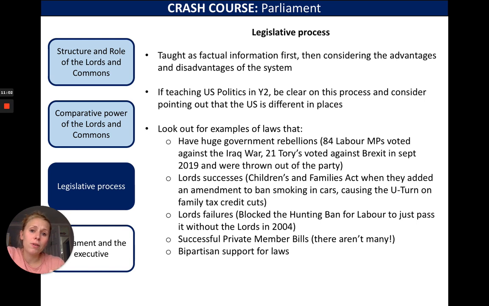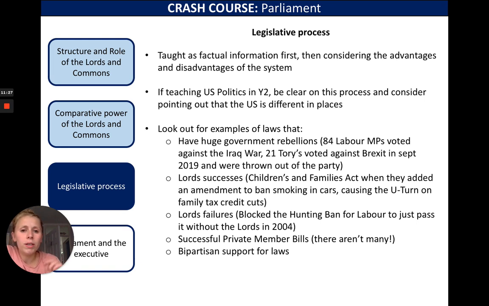And always looking out for examples of specific types of laws. So I've got down here, huge government rebellions are really good to keep an eye out for. In the Iraq War, 84 Labour MPs voted against it. That was really interesting because even though they might have been backbenchers, it was the government party voting against the government. 21 Tory MPs voted against Brexit. They were subsequently thrown out of the party, if you remember that. It was a big hoo-ha.